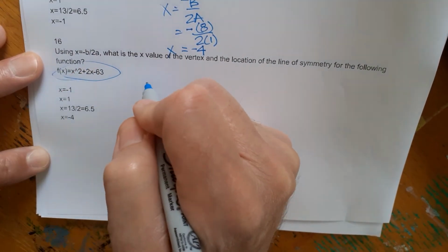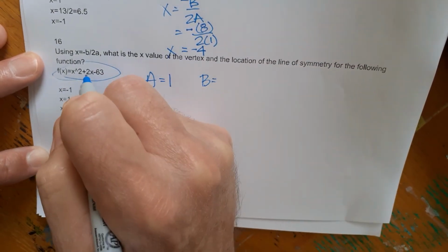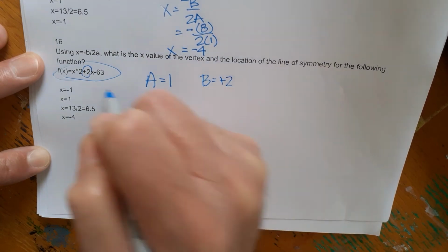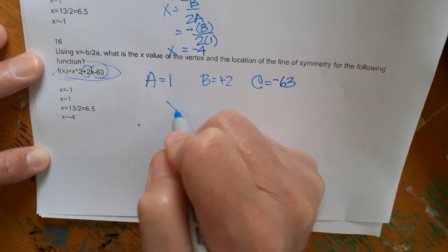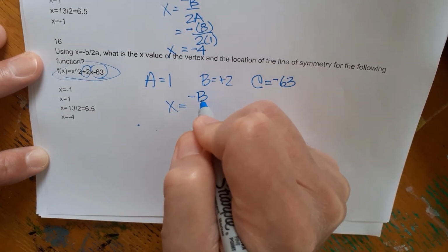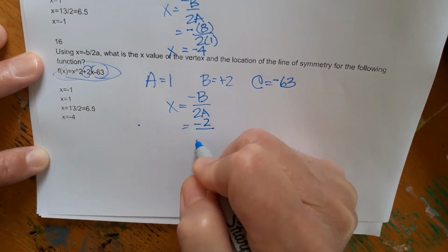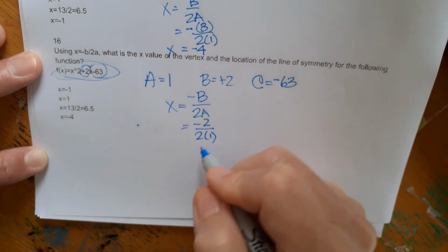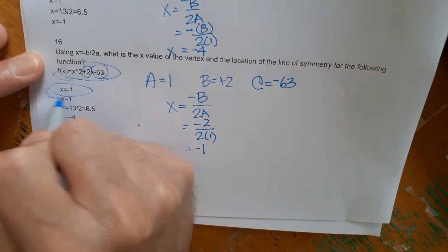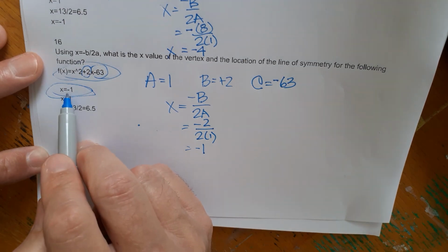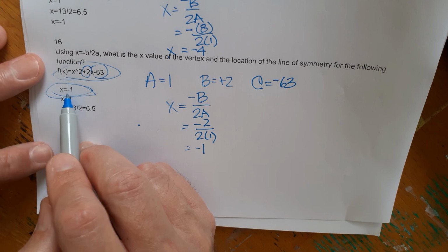Okay, here we go again. A equals, looks like 1. B equals positive 2. C equals negative 63. Getting a little bit messy here. Negative b over 2a equals negative b, which is negative 2 in this case, over 2 times 1, because a is 1, which equals negative 2 over 2 is 1, so negative 1. That is the location of the x value of the vertex, and it is also the location of the line of symmetry.